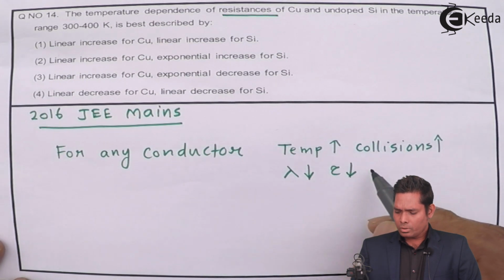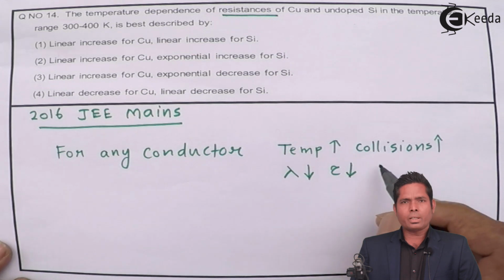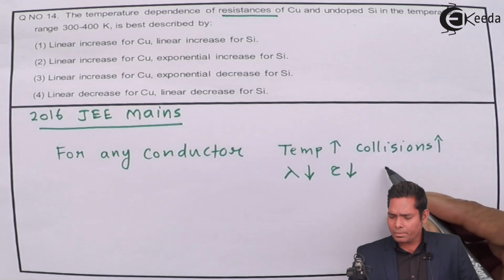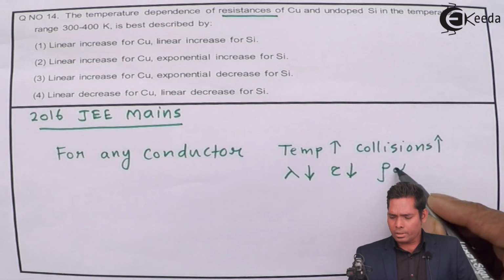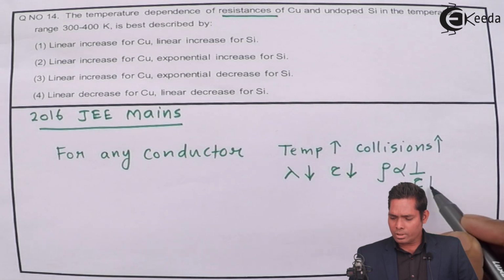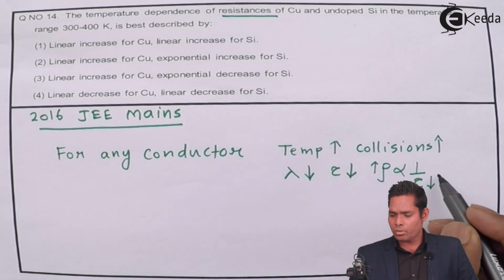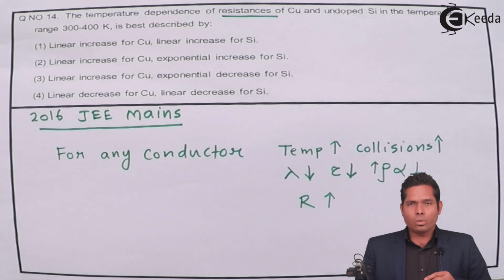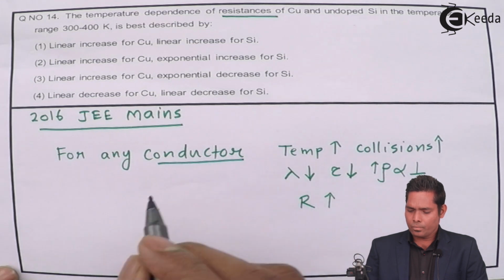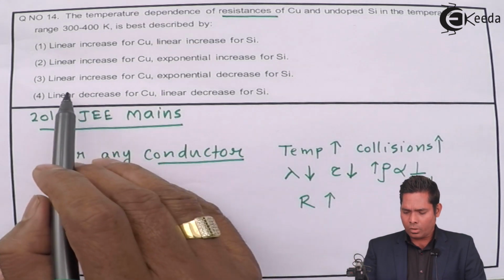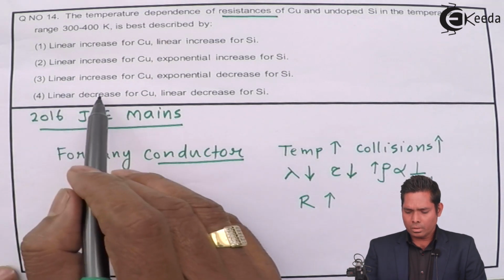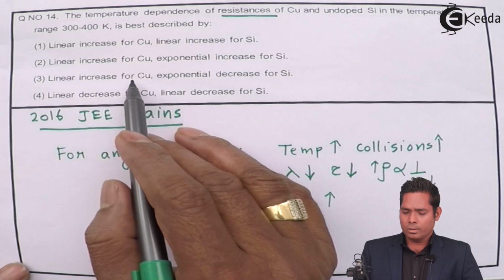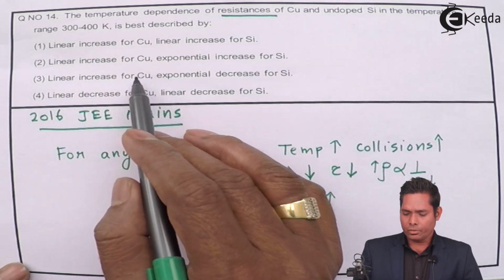We know that the resistivity, the specific resistance of the conductor, is inversely proportional to relaxation time. As relaxation time decreases, resistivity increases, and therefore resistance will increase. So the resistance will increase in the case of a conductor. Therefore, for copper, because it is a conductor, there is a linear increase in resistance with temperature.